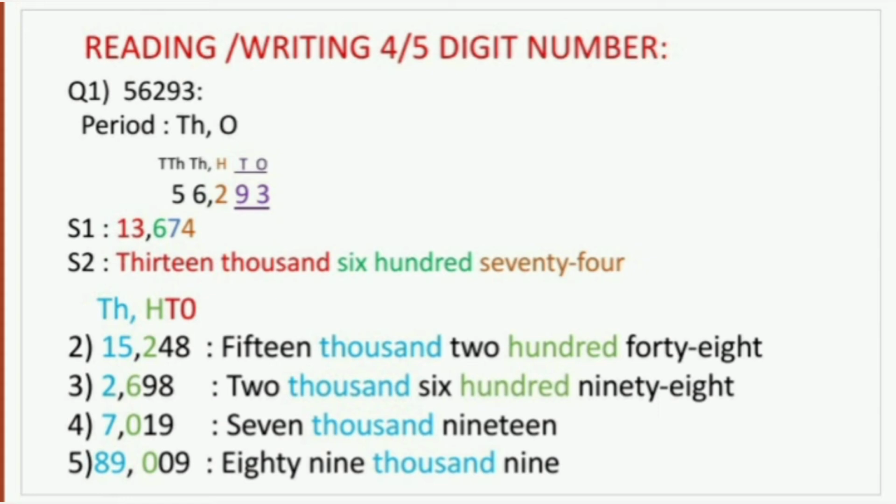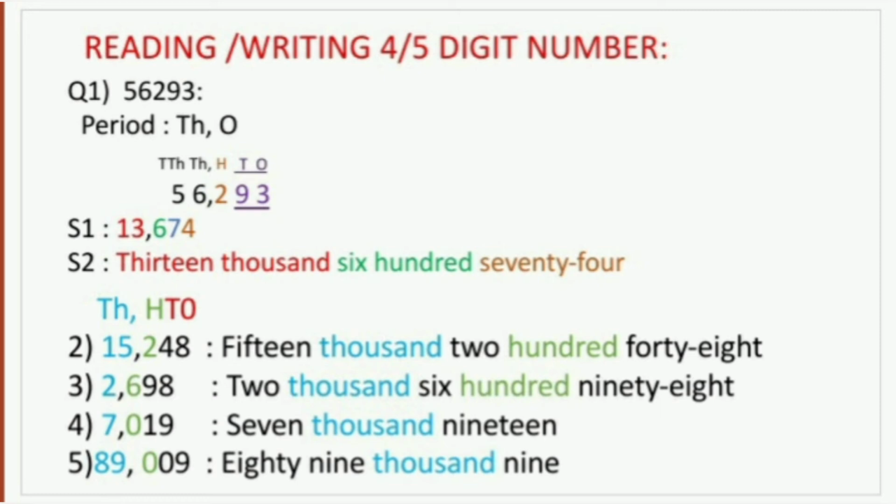Okay. Now see the third question. 2698. So the comma is inserted after the last 3 digits moving from right to left. Okay. So in the thousands period you have 2. In the hundreds period you have 6. So 2600. When you combine the last two digits, it's 98. So 2,698.